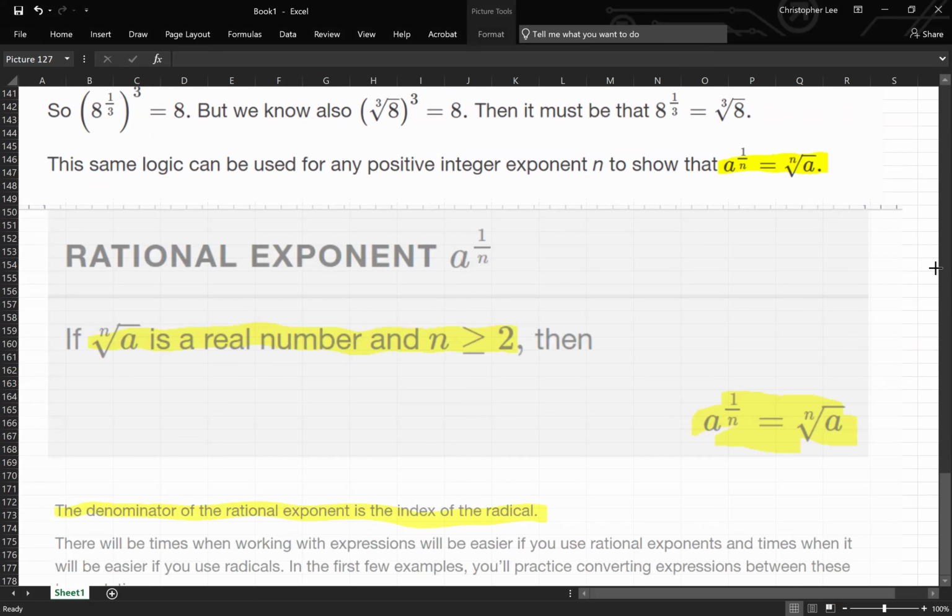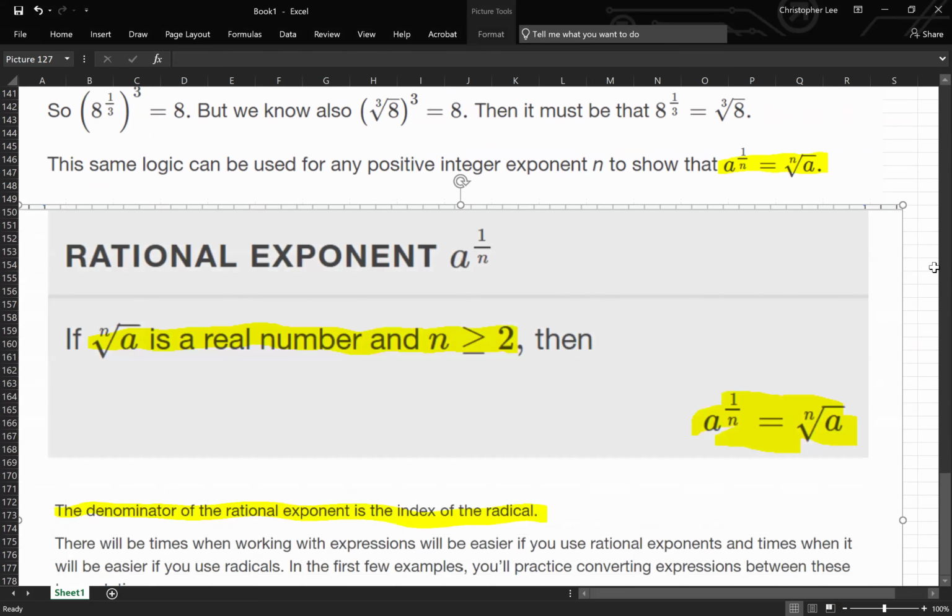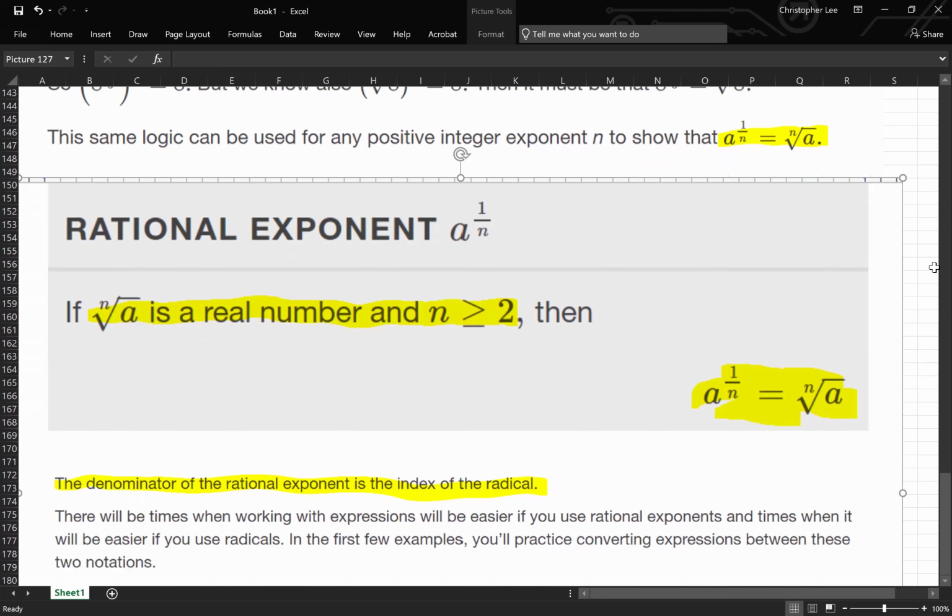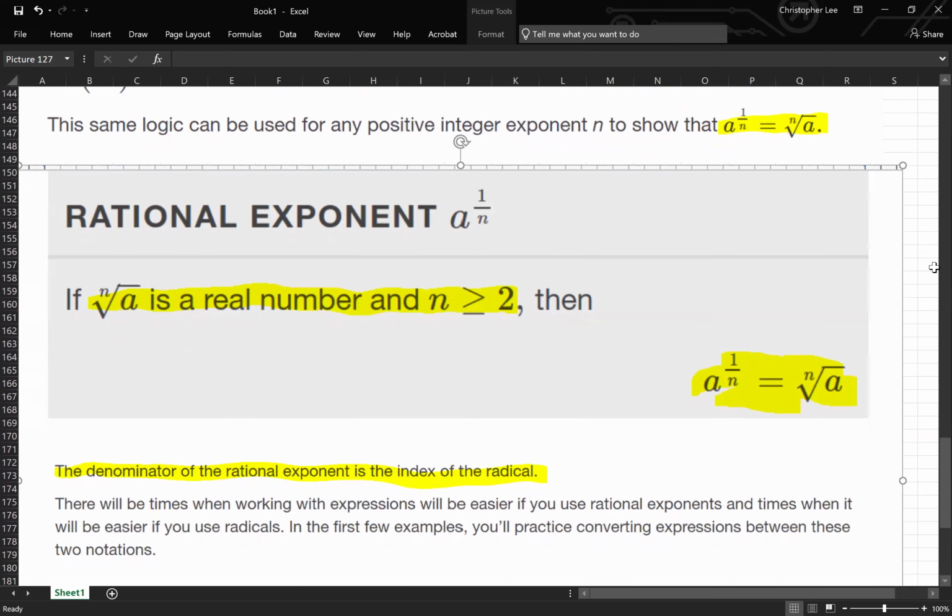Right. So rational exponent, a to the 1 over n power, if the nth root of a is a real number and n is greater than or equal to 2, then a to the 1 over n power is equal to the nth root of a. The denominator of the rational exponent is the index of the radical. Remember that, right? The denominator of the rational exponent is the index of the radical.